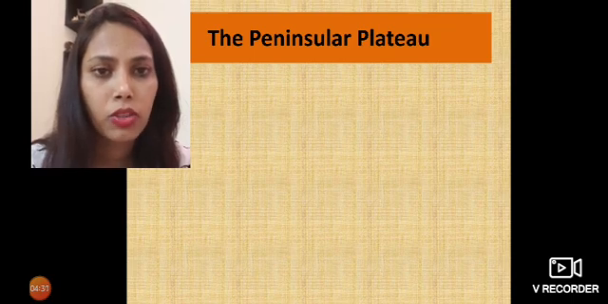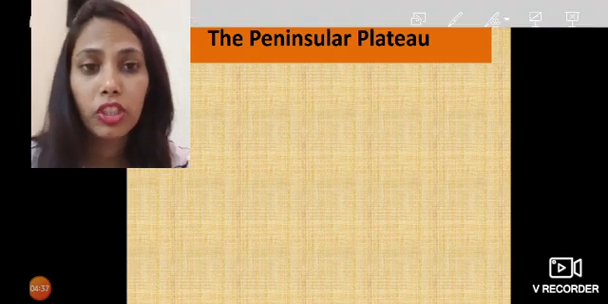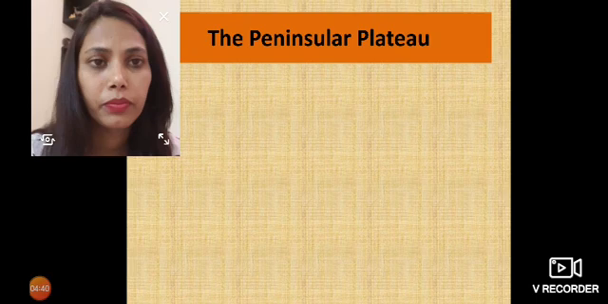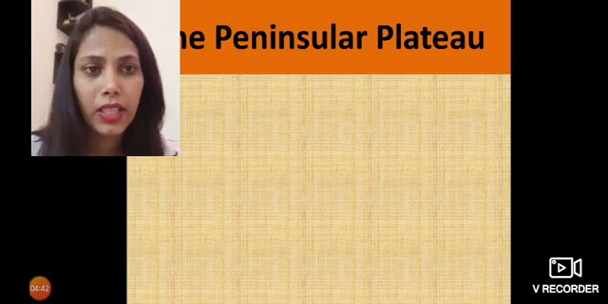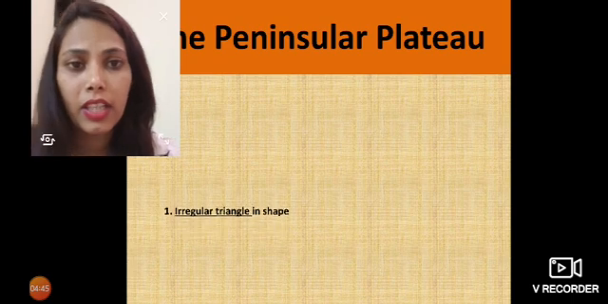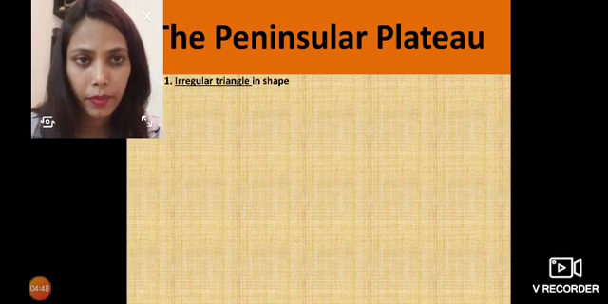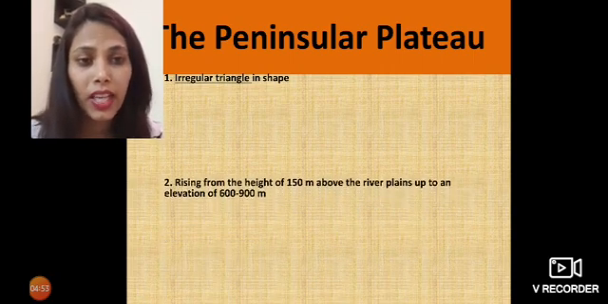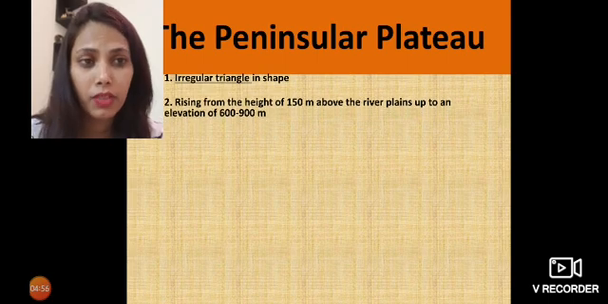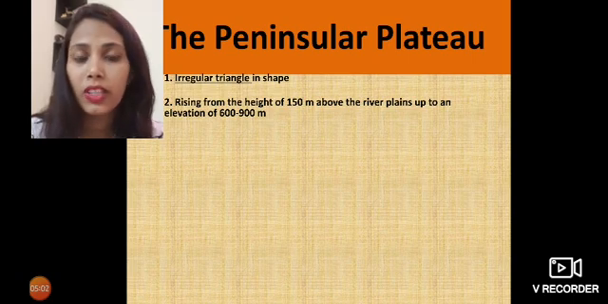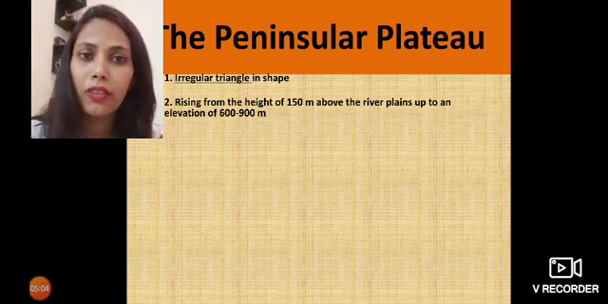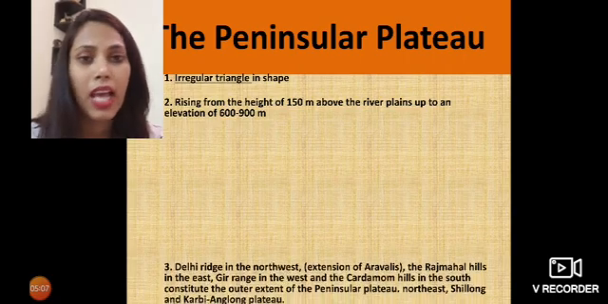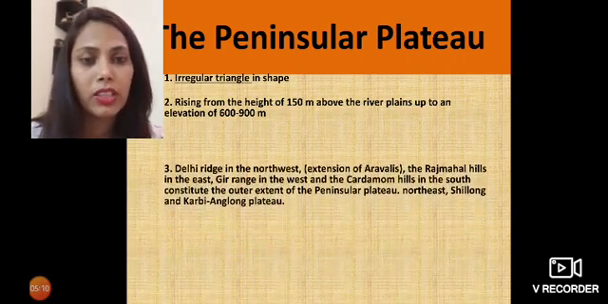Now about Peninsular Plateau. You can tell me the shape of Peninsular Plateau. We just saw the map, so you'll be able to say. Basically it's an irregular triangle. It's triangular in shape. Next, it rises from the height of 150 meters above the river plains to an elevation of 600 to 900. So the height ranges between 150 to 900 meters. Not as high as the Himalayas, of course. Himalayas mountain range are very high.